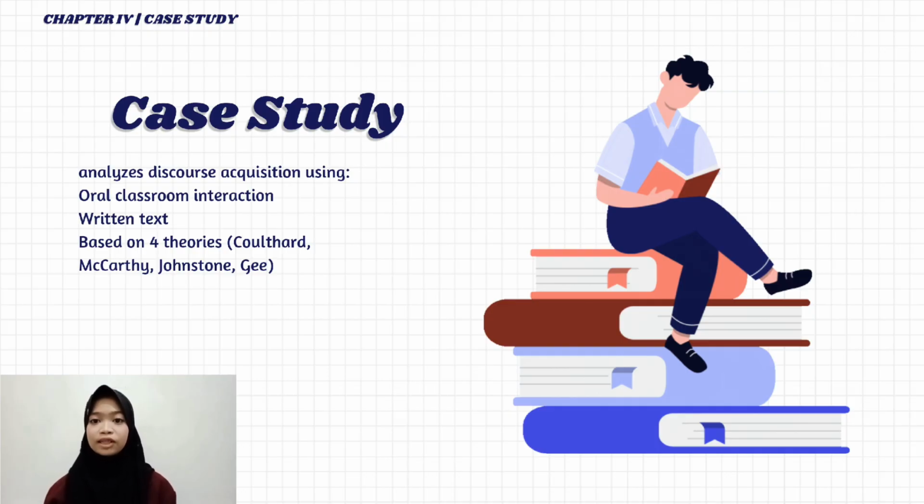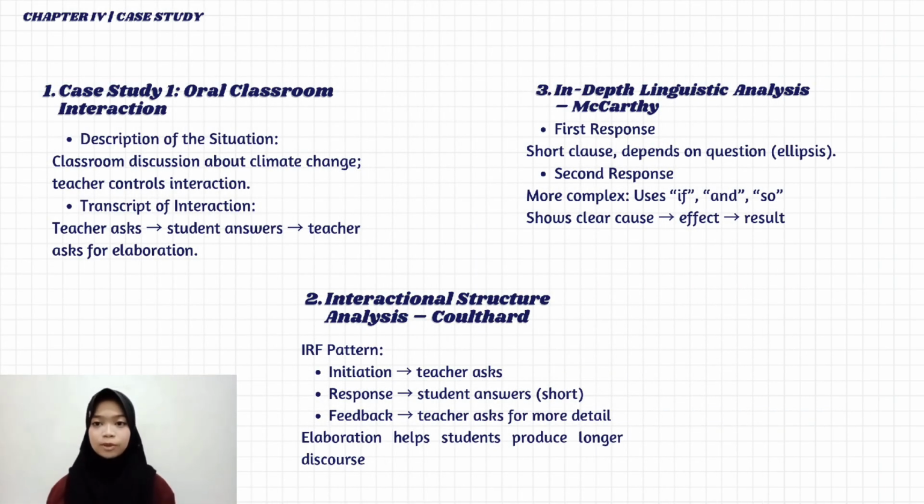And these are interactional structure by Coulthard, cohesion and coherence by McCarthy, social context by Johnston, and the last is academic identity by Gee. So, through this case study, we can clearly see that discourse acquisition is not only theoretical, but it can be observed directly in classroom practice. Now I will explain the first part, which is case study 1, oral classroom interaction.